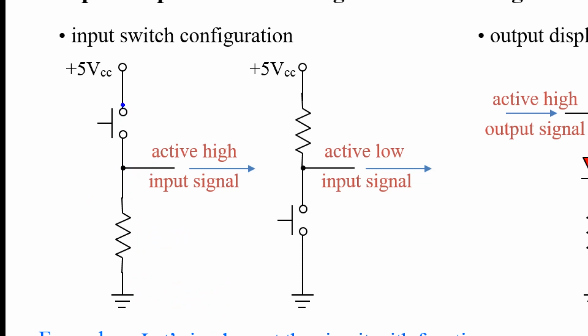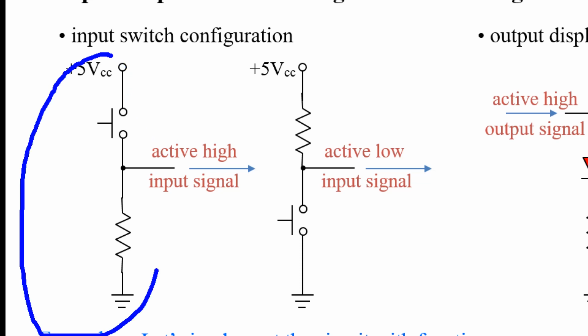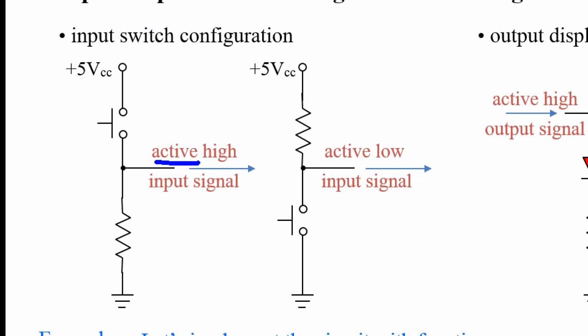What happens if I press this switch? When the switch makes contact between this point and this point, this point is then connected to 5 volt directly. So this point then becomes 5. This kind of switch configuration is called active high, because when you do the action, when you press the switch, it makes this point become high.